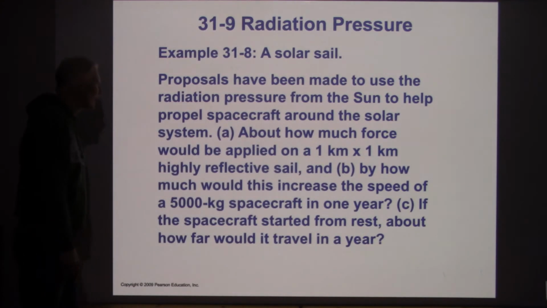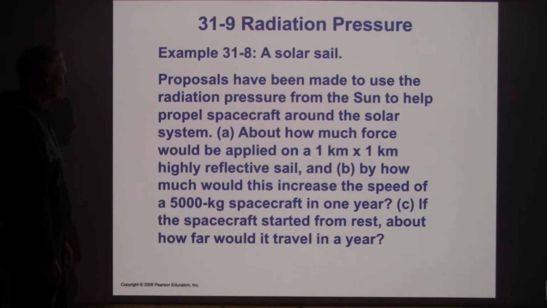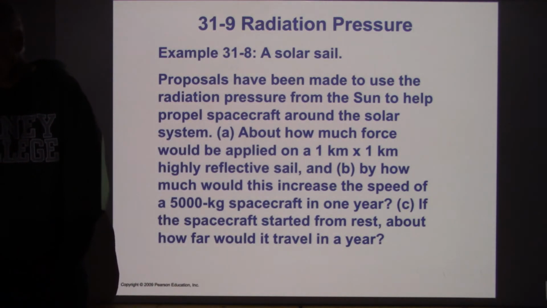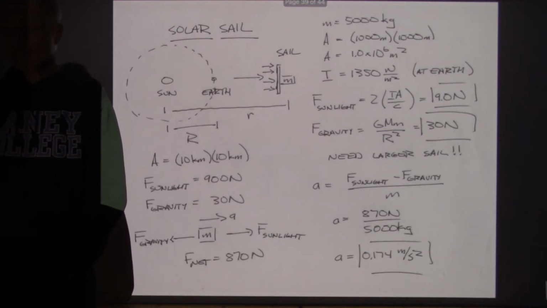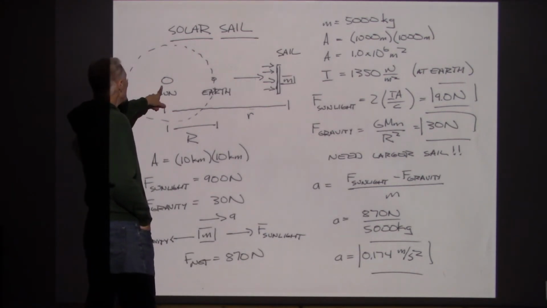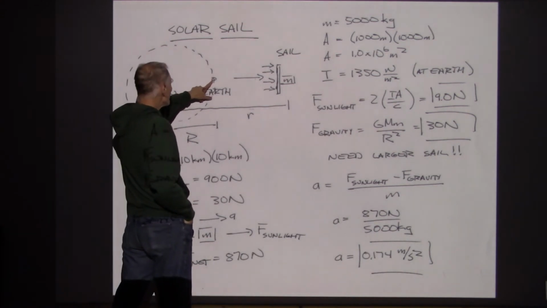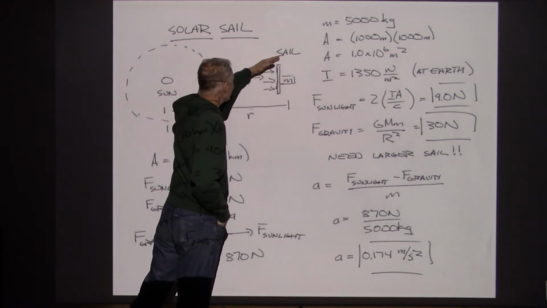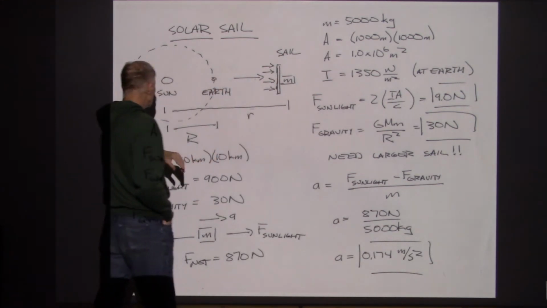And then it says, by how much could this increase the speed of a spacecraft in 1 year? So the spacecraft is going to be started from rest, and how far would we be able to get in a year? So let's take a look and see. So here's my picture. Here's the sun. Here's the Earth. Here is the spacecraft. Here is how much mass it has. Here is that big solar sail.